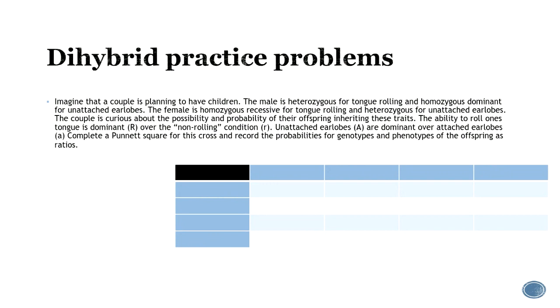Big R, big R, big R, little r equals rolling.